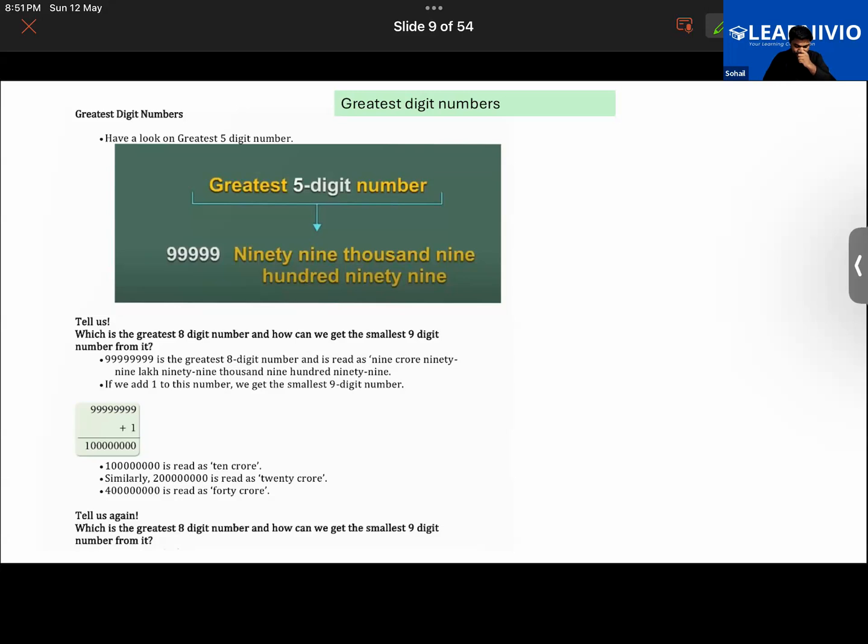Now let's do a small question, then we'll be proceeding further. So you guys tell me which is the greatest 8-digit number and how can we get the smallest 9-digit number from it? Which is the greatest 8-digit number which we have? 8 times 9. How do we get the smallest 9-digit number from it?